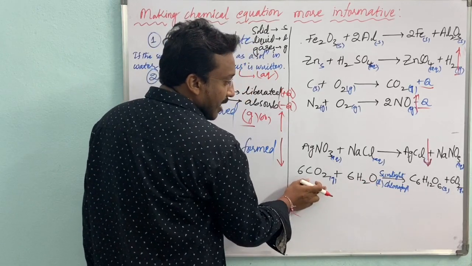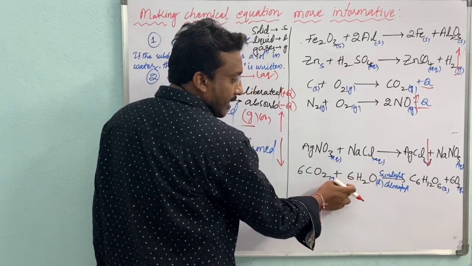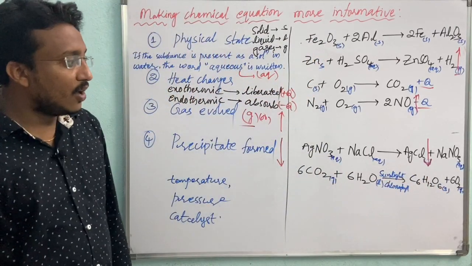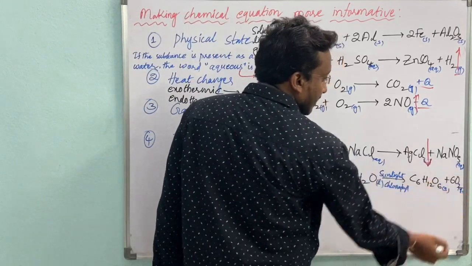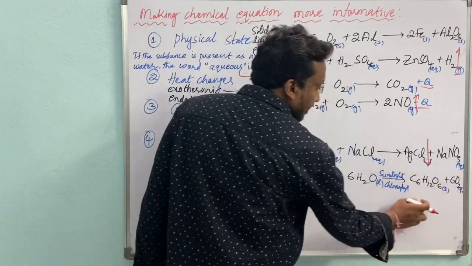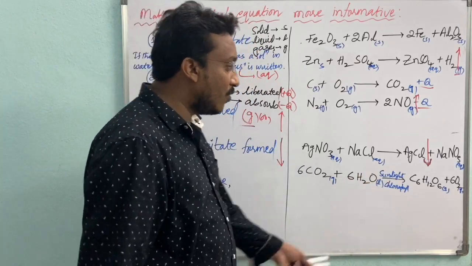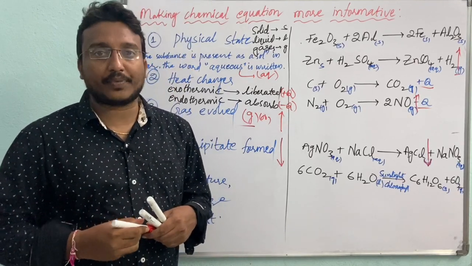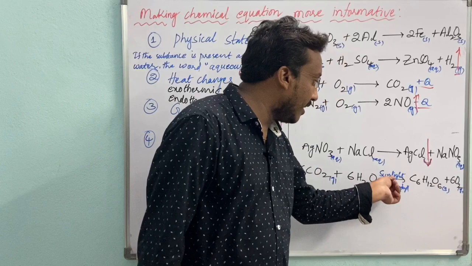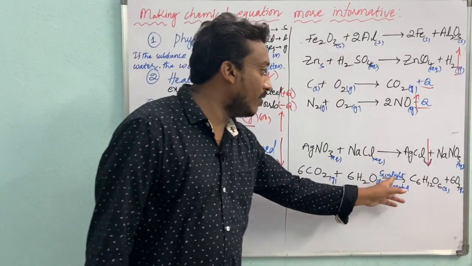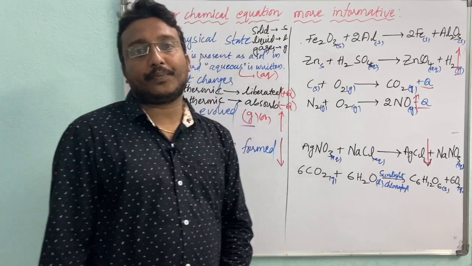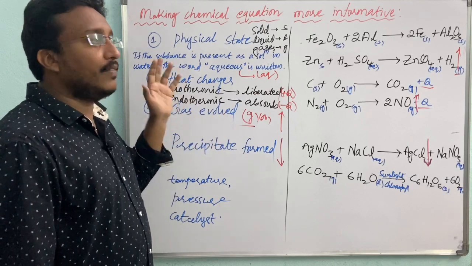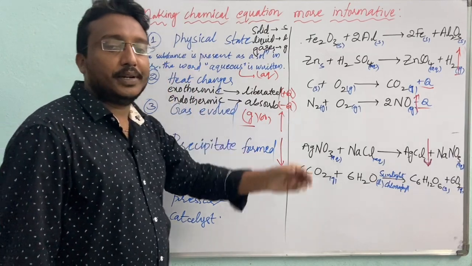For example, in sunlight, carbon dioxide and water react and give C6H12O6 and oxygen. This chemical reaction takes place in the presence of sunlight, and chlorophyll is present in the leaves of the plants. If there are any such conditions, we will write them on the arrow mark. Got it? By using these steps, we can make the given chemical equation more informative.